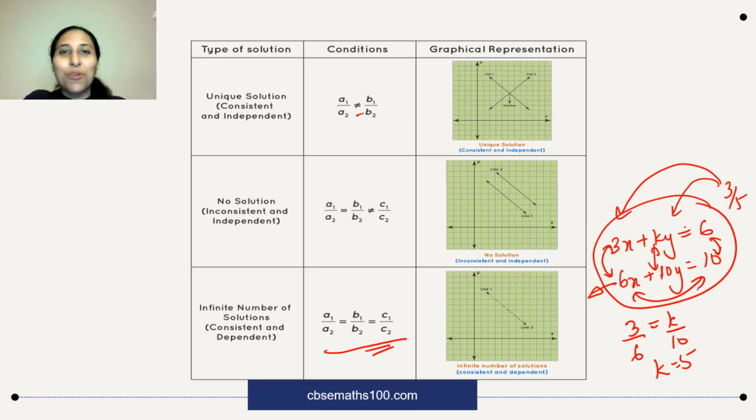No value of k exists would be the answer for this one. Because whatever you put for k, this 3 by 6 is never going to become equal to 6 by 10. So be careful about this type of question. Please learn these conditions properly.